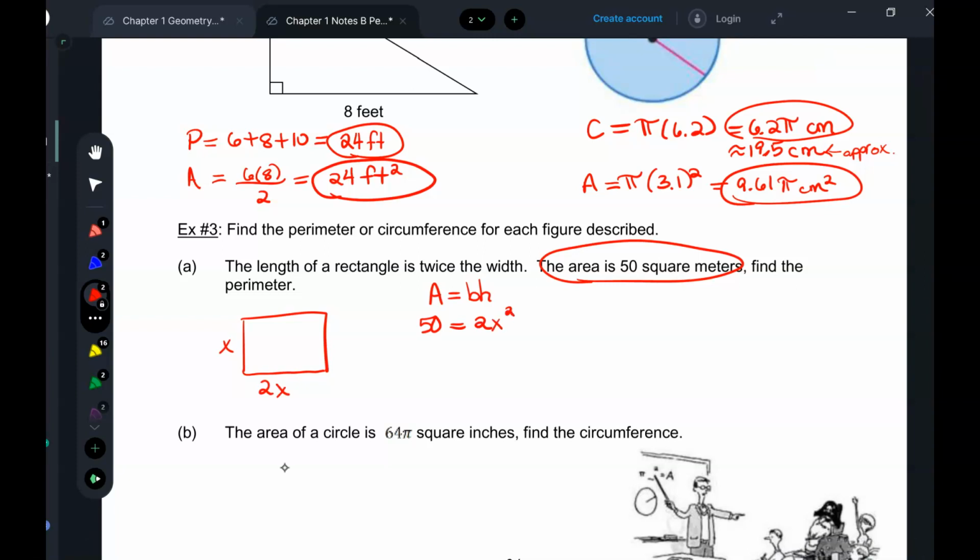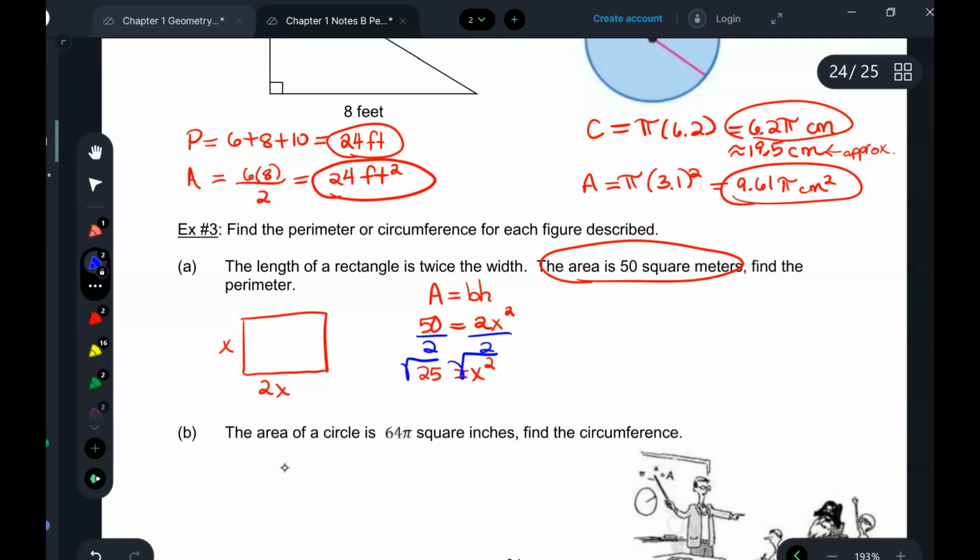Okay, how do we solve that? Let's divide by 2 first. Yeah, always divide first. We want to isolate. 25 equals x squared, and then we take the square root, and you get 5. Now, what's the perimeter then?